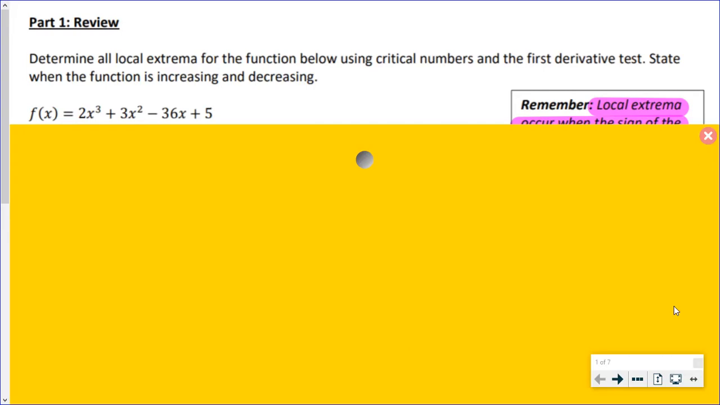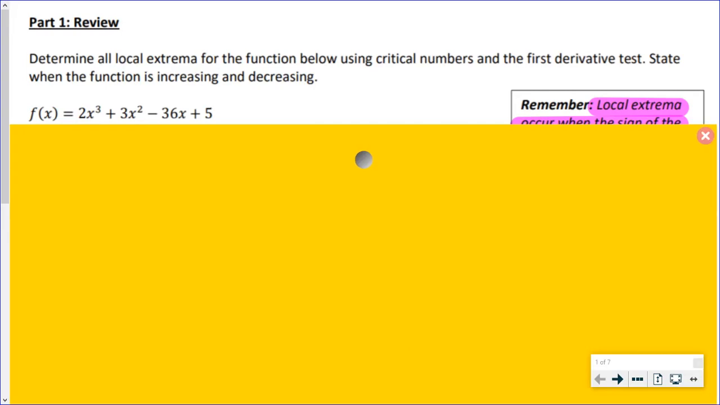Okay, so we will be defining local extrema, or local maximum and minimum points, in the lesson today. The first question is very similar to last class, but as the question reads, we are asked to find all our local extrema.